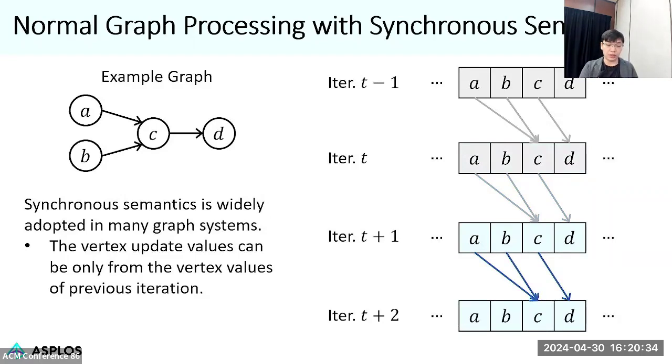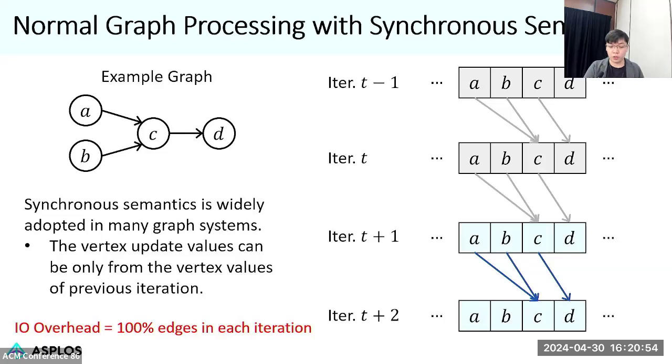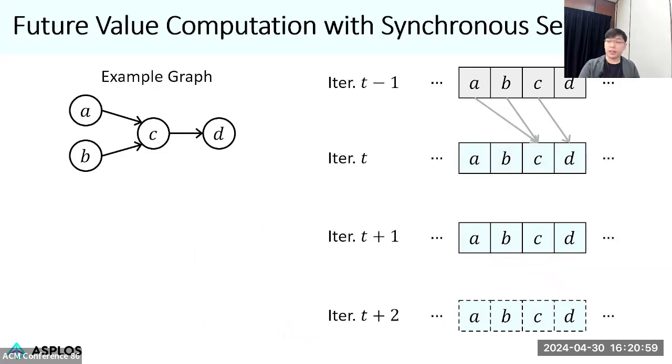The advantage of using this kind of synchronous semantic is that it allows easy programmability for users. This is the first advantage. The second one is that it allows us to perform easy and clear analysis of the implemented graph algorithms. When it comes to the overhead, we can observe that the normal processing will load 100% of the edge data in each iteration. So far we have seen an example of the normal processing. In the following slides, I will show how the feasibility computation can not only reduce I/O but also ensure the synchronous semantics. To better explain how it works, we will show a simple example.